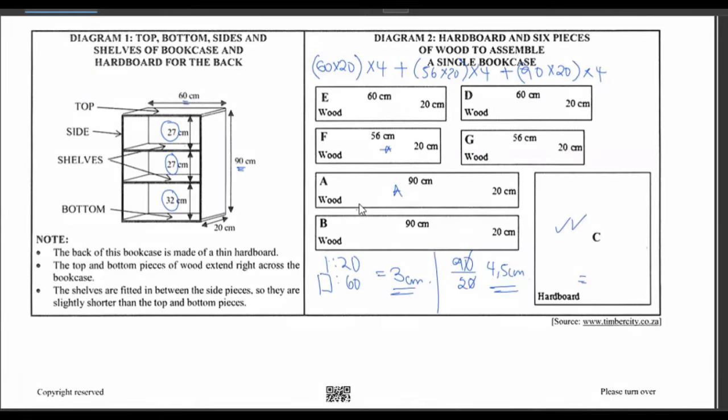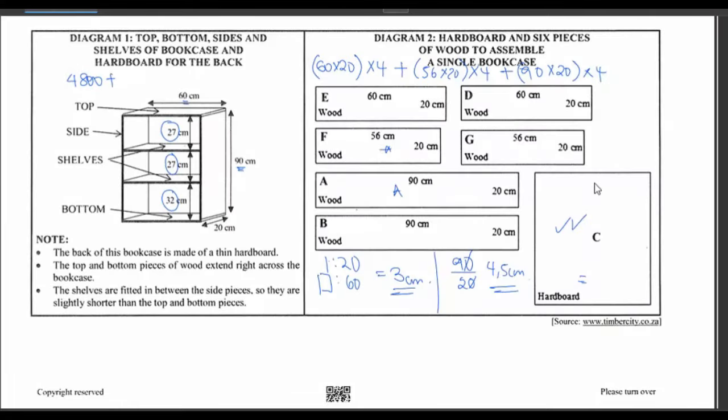So 120 times 40, you get 480 plus 56 times 20 times 4, you get 4,000. Something wrong here, sorry. So this becomes 60 times 20 times 4, 4,800. Plus, here we have 56 times 20 times 4, 4,408.